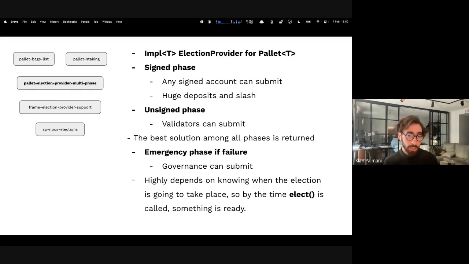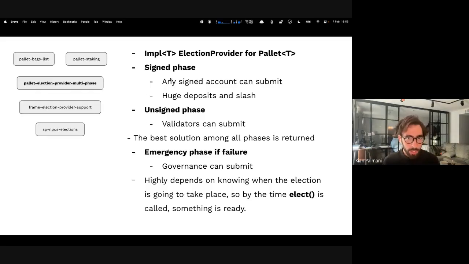And then you have the unsigned phase, where validators submit an unsigned transaction. To be more specific, validators use their off-chain worker threads to compute a solution and then submit it back to the chain as an unsigned transaction. This unsigned transaction is basically an inherent, which means data that the validator directly puts into the block, and then it's checked as well. It acts as a fallback. So if the signed phase doesn't work, or if there are no accounts interested in submitting anything, then the validators do stuff. And it's basically a competition between these two.